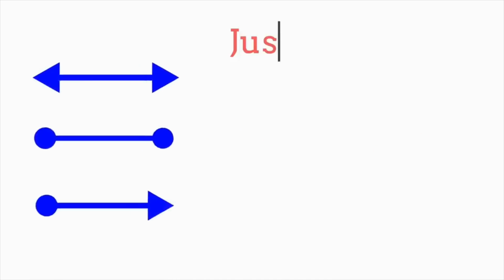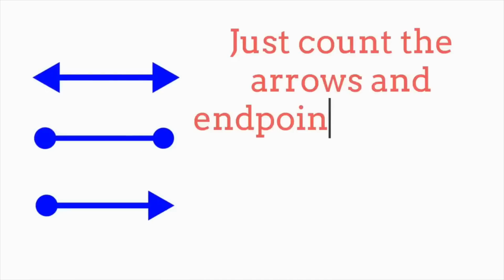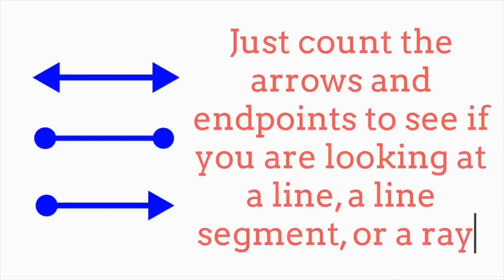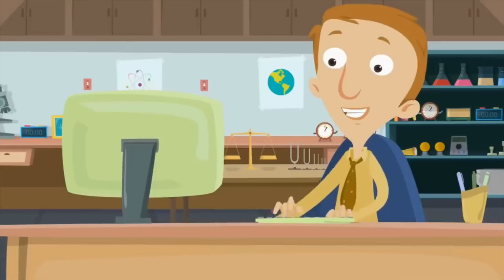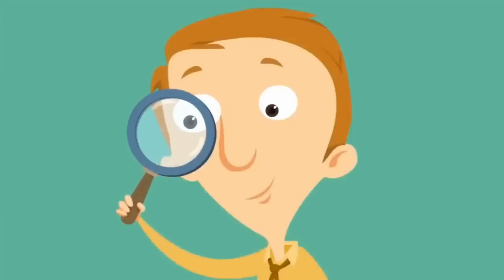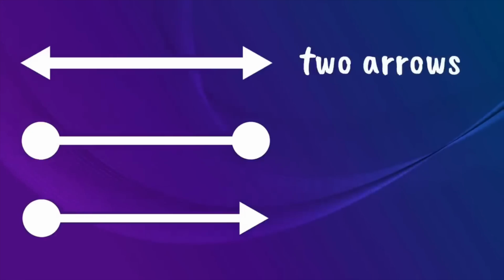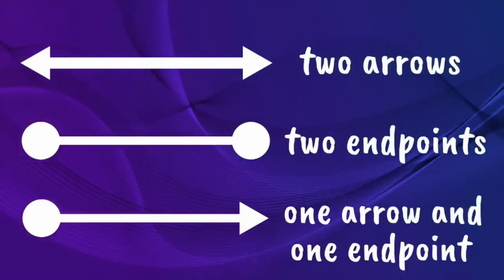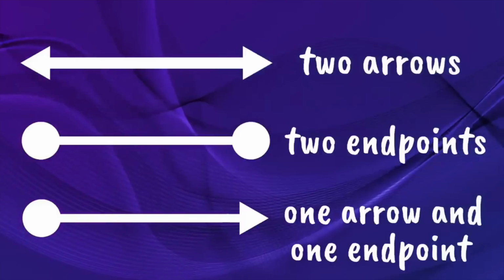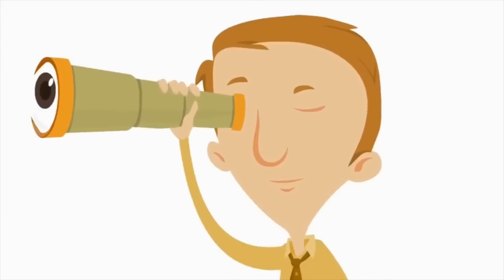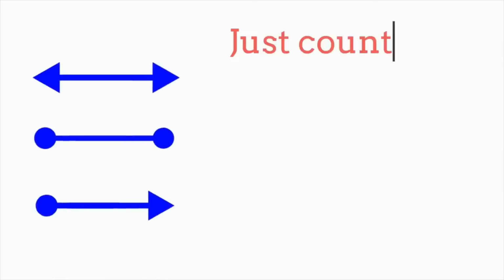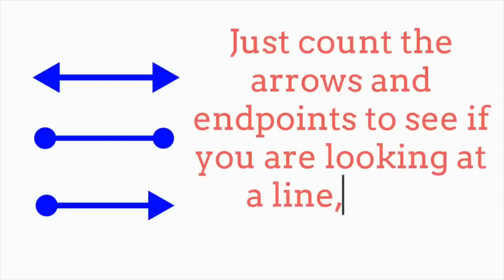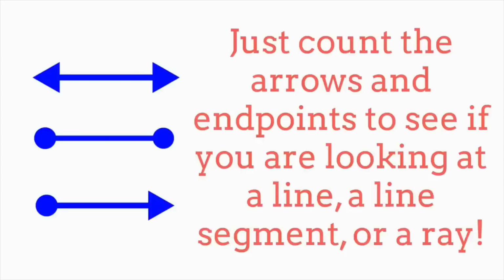Okay, here's the trick. Just count the arrows and endpoints to see if you are looking at a line, a line segment, or a ray. You might have picked up on that already. See, we already know that a line has 2 arrows, a line segment has 2 endpoints, and a ray has 1 arrow and 1 endpoint. So we count the arrows and endpoints to discover what we're looking at. That's pretty simple. That's the trick.